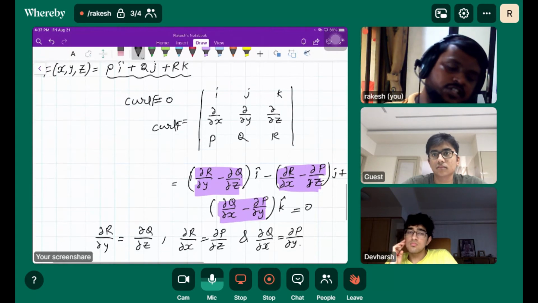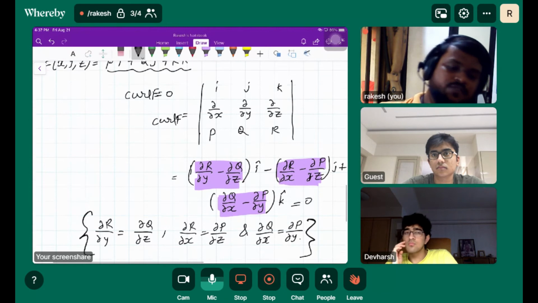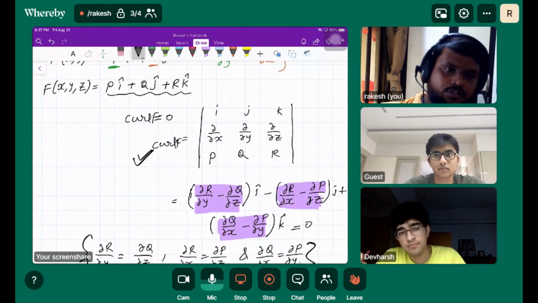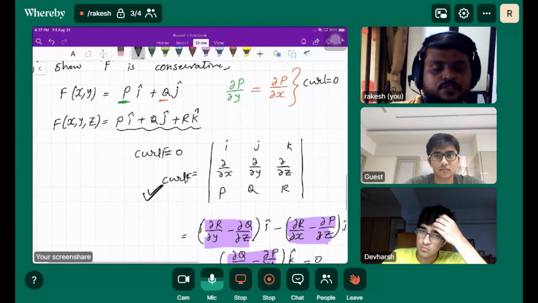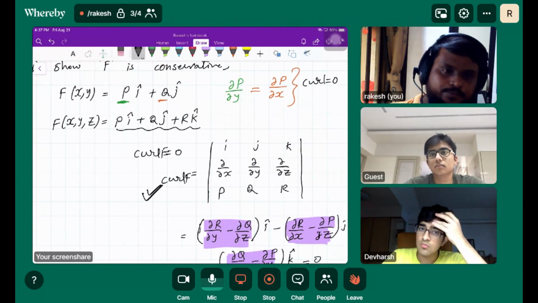So if curl is zero, or we equate these expressions, basically we just find out the curl to find out whether the curl is zero or not. So if curl is zero, the given vector field is conservative vector field. That is what we have to show.